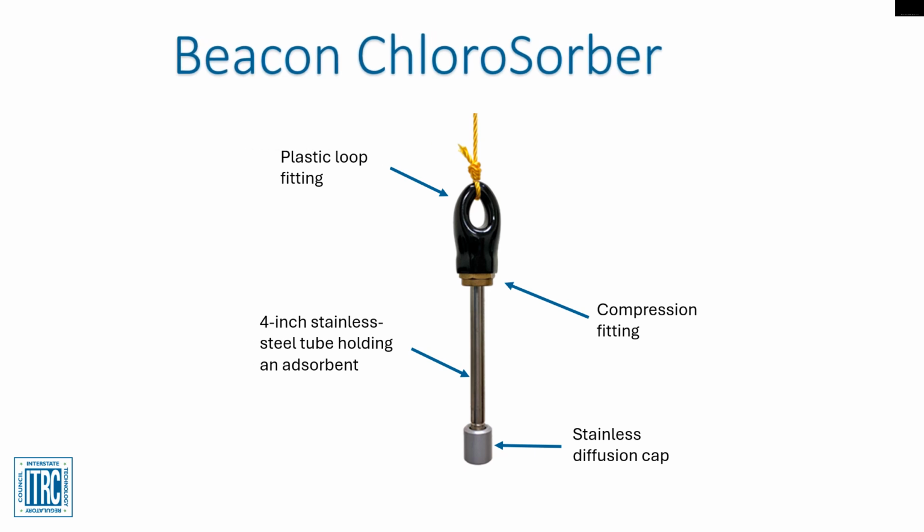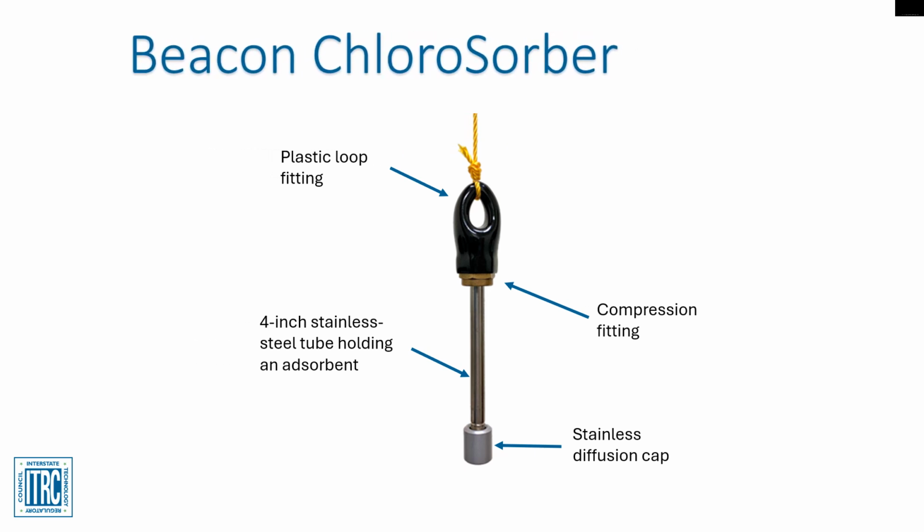For collecting air samples for specific chlorinated solvents, Beacon also has a chlorosorber sampler. This sampler is ideal for targeting perchloroethylene, trichloroethylene, and their degradation products at trace concentrations. The chlorosorber consists of a 4-inch long stainless steel tube that holds an adsorbent designed for chlorinated solvents. The sampler is fixed with a compression fitting on one end and a diffusion cap on the other. A plastic loop is secured on top of the compression fitting to facilitate deployment of the sampler.